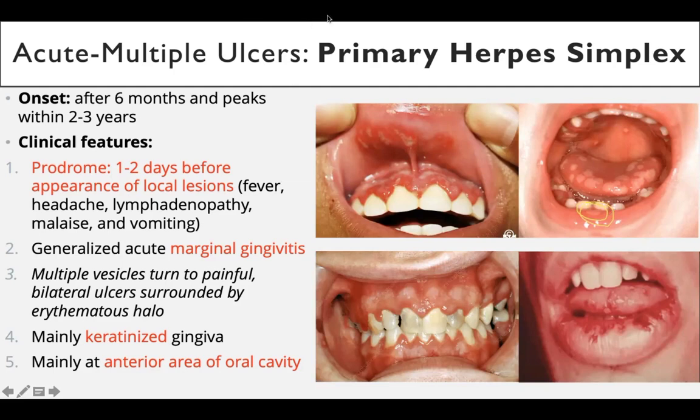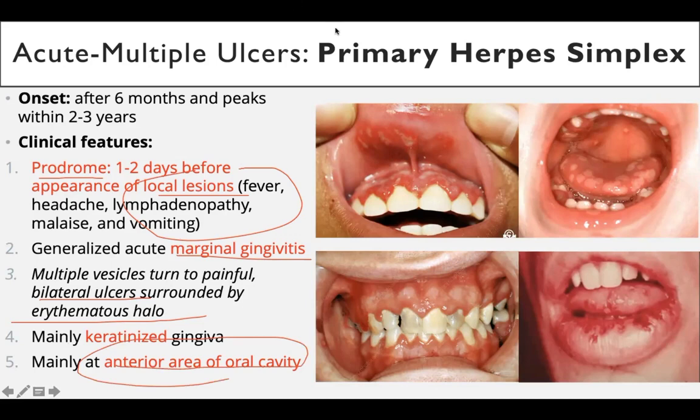So what do we need to remember? Prodrome 1 to 2 days before the rash, and the prodromal symptoms you already know. There is marginal gingivitis because we are now focused on the oral manifestation of this disease. And then bilateral ulcers surrounded by a red area and involving the anterior area of the oral cavity. If you remember this much, that's absolutely fine.